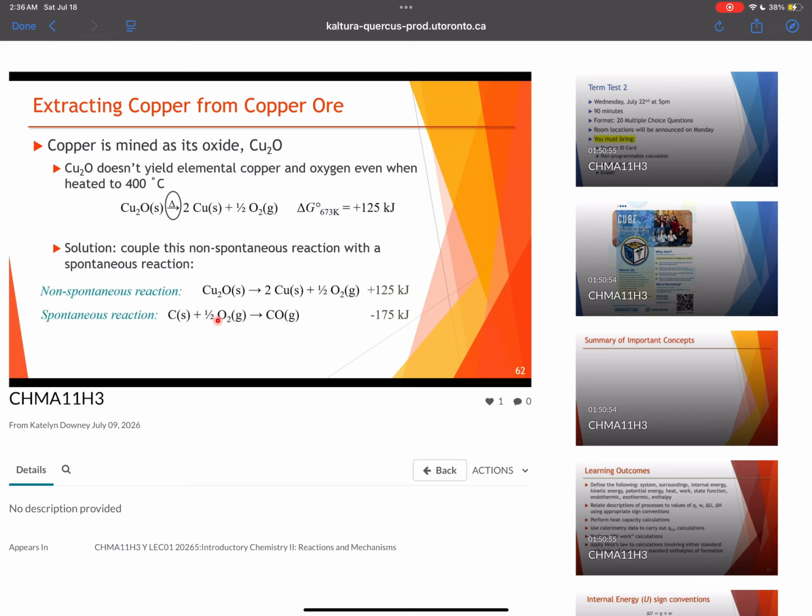We can add to this reaction a spontaneous reaction. So if we combined solid carbon and oxygen to produce carbon monoxide, this is a very spontaneous reaction. These are my, on the side here, my standard delta G values. Let me just write that out.